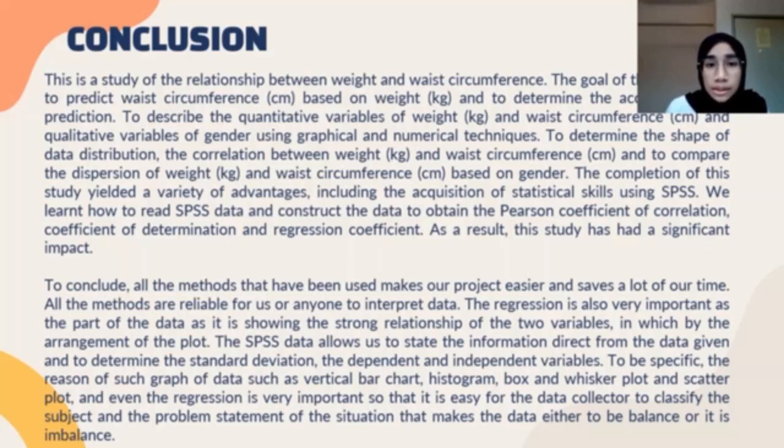The SPSS data allows us to state the information derived from the data given and to determine the standard deviation, the dependent and independent variables. To be specific, the results such as graph of the data such as vertical bar chart, histogram, box and whisker plot, and scatter plot, and even the regression is very important so that it's easy for the data collector to classify the subject and the problem segment of the situation that made the data either to be balanced or it is imbalanced.